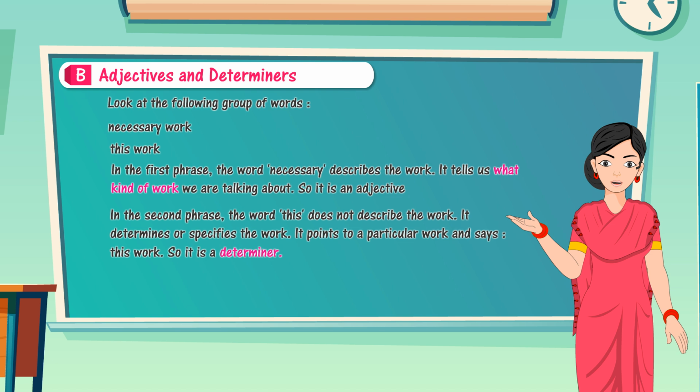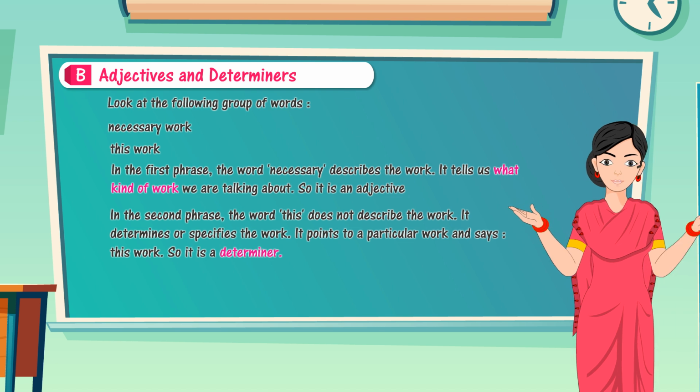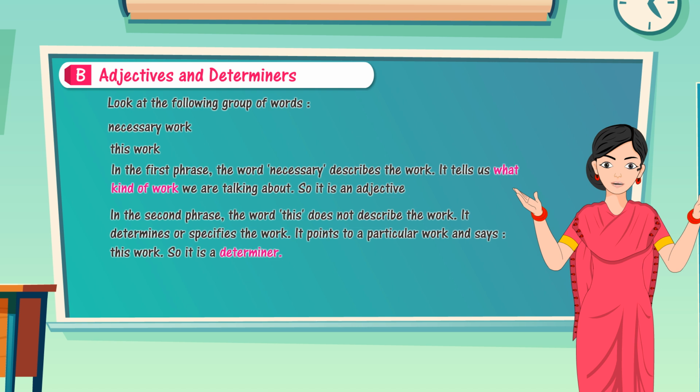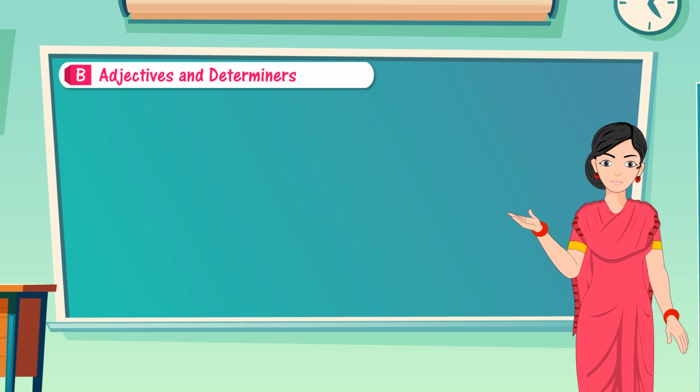In the second phrase, the word this does not describe the work. It determines or specifies the work. It points to a particular work and says, this work, so it is a determiner.